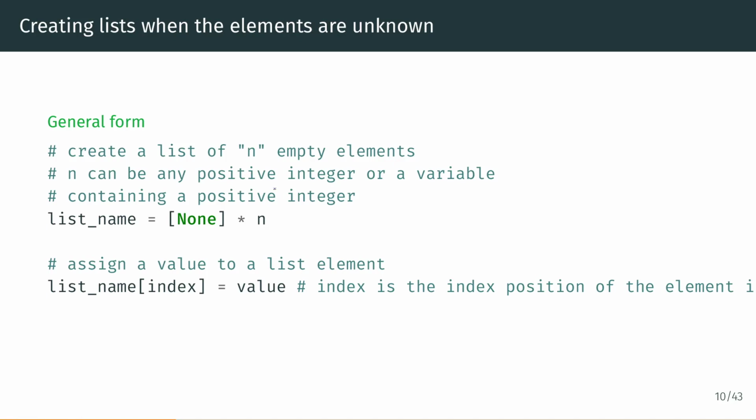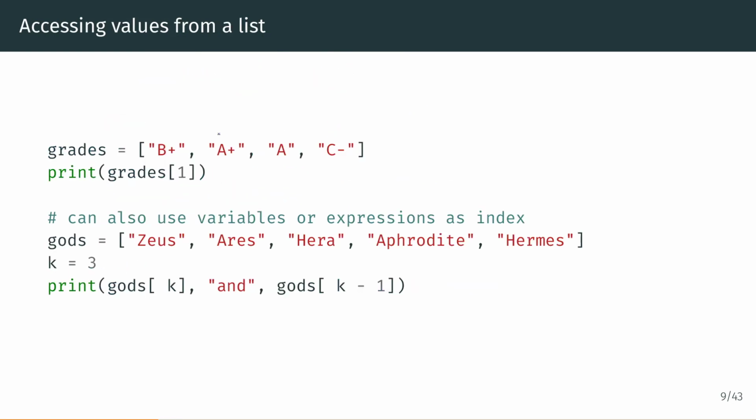Now we previously saw an example of how to create lists when the elements are known, but what if the elements are unknown? Let's say it's the user's responsibility to give you the elements. In the previous case, we already knew that the grades would contain the 4 elements B plus, A, and C minus, or that this list called gods will contain the elements Zeus, Ares, Hera, and so on. You already knew the elements. But what if you don't?